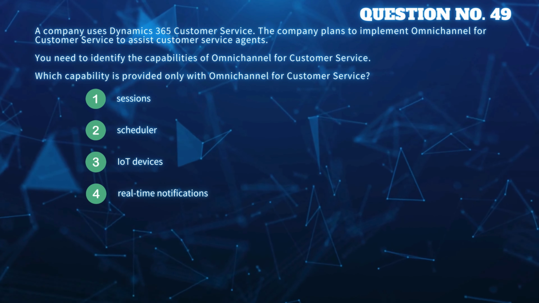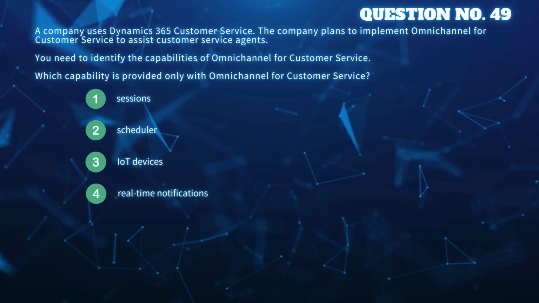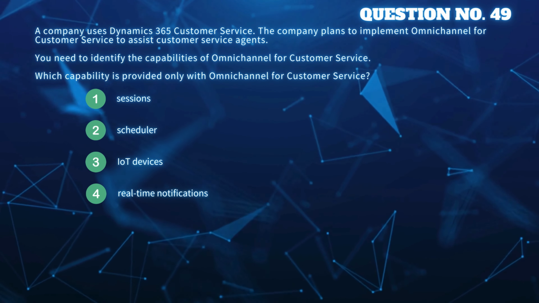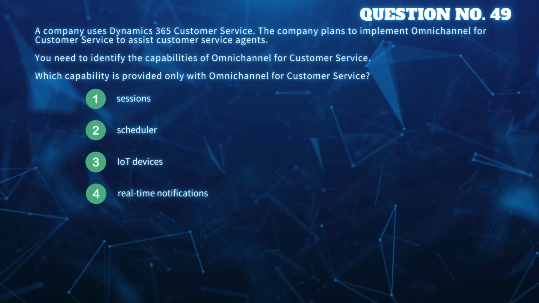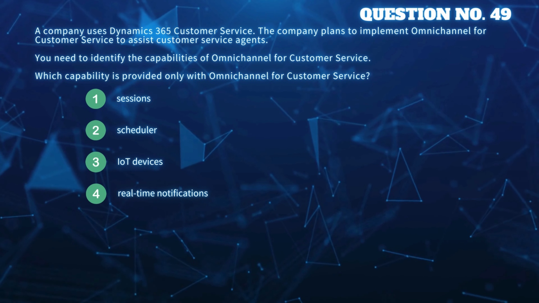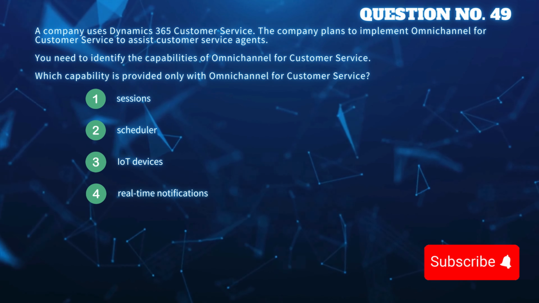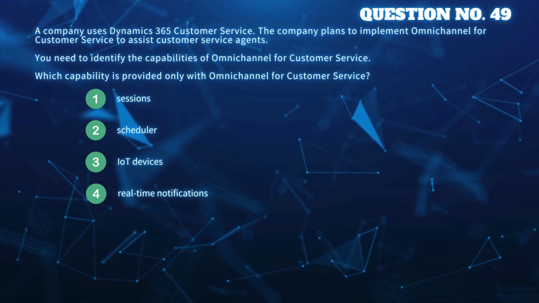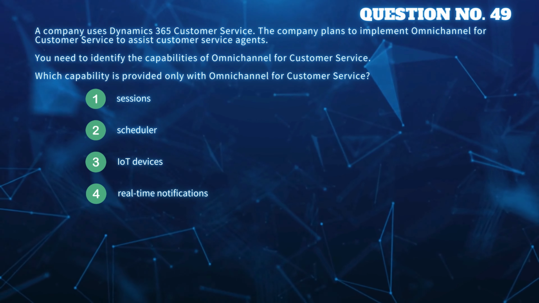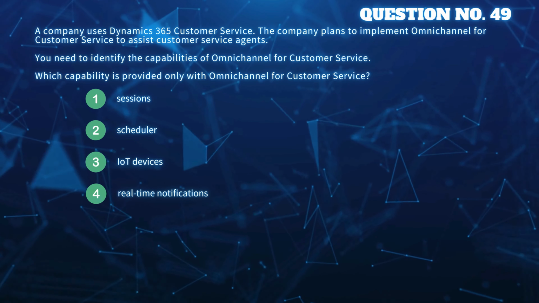A company uses Dynamics 365 Customer Service. The company plans to implement omnichannel for customer service to assist customer service agents. You need to identify the capabilities of omnichannel for customer service. Which capability is provided only with omnichannel for customer service? Option 1, Sessions. Option 2, Scheduler. Option 3, IoT devices. Option 4, Real-time notifications.